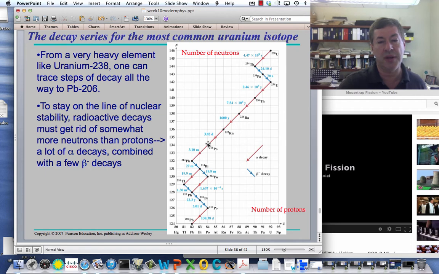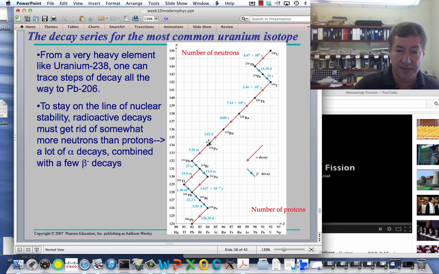After a very short time, 3.8 days, it's got a 50-50 chance of decaying into polonium. It's nice. I think that was named after Curie's home country there. And then it'll decay again down to lead. Whew. Are we finished there? We finally got into something stable? I'm sorry, that is not the most stable kind of lead. It's got too many neutrons in it.